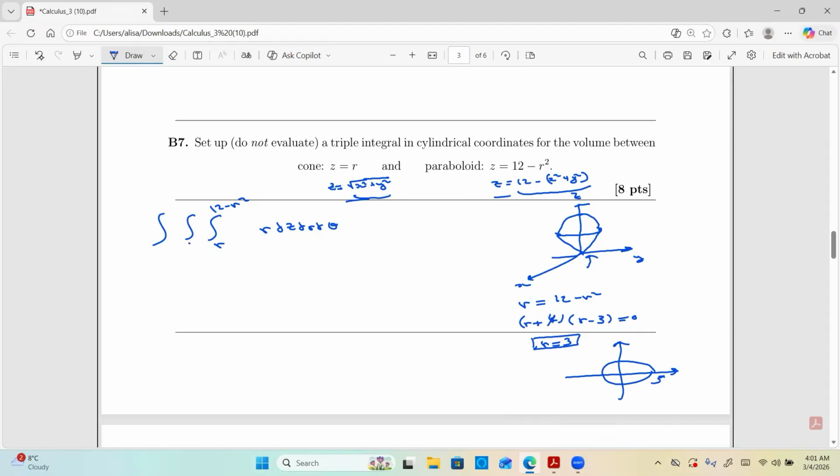So r is going to be going from 0 to 3, and theta is going to be going from 0 to 2 pi. And you can see that the projection is this circle, this top of the cone over here. Okay, so this completes this question.